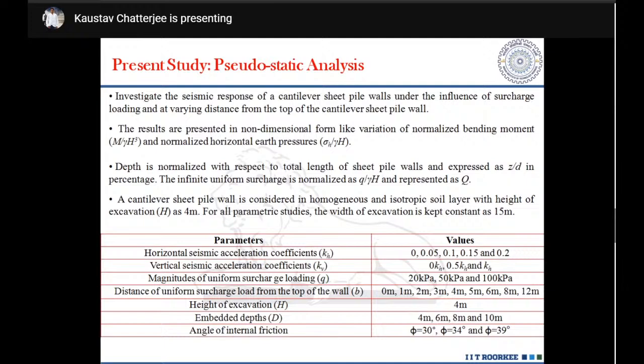Now, after the validation of the work is done, we have come to the present study, where we have done a pseudostatic analysis. What we have done is investigate the response of the cantilever sheet pile wall under the influence of surcharge loading at varying distances from the top, and we have presented the results in terms of normalized parameters.